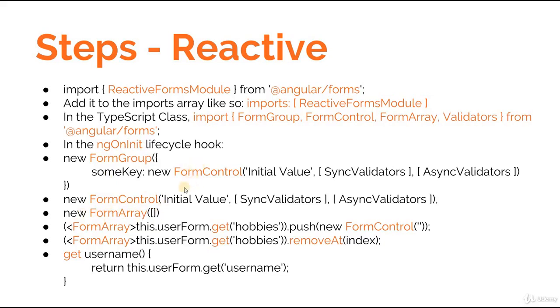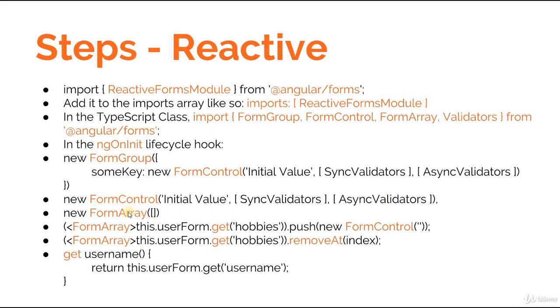Now, for a form control, there are three things that can be passed to the constructor function of the form control, that are the initial value of that form control, a list of or a single synchronous validator function, and the third argument can be a list of asynchronous validator functions or a single asynchronous validator function.